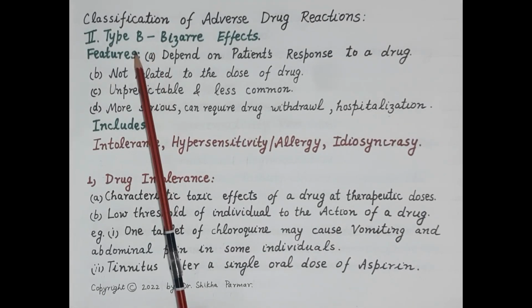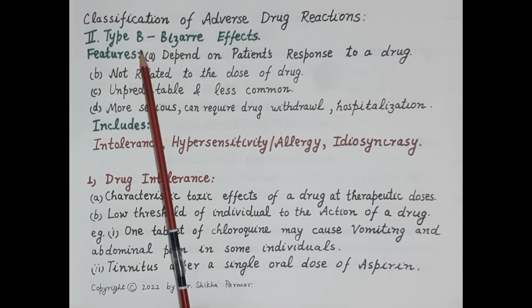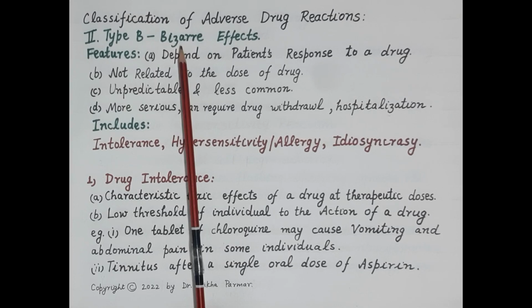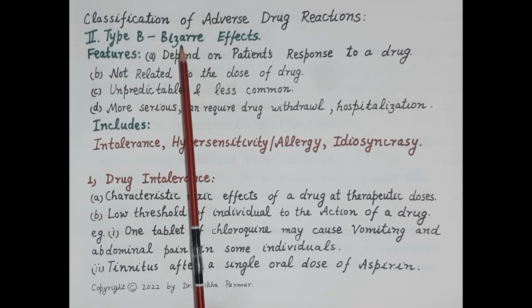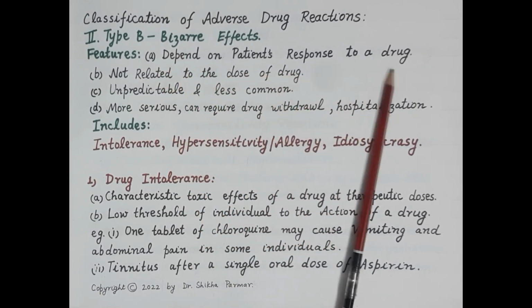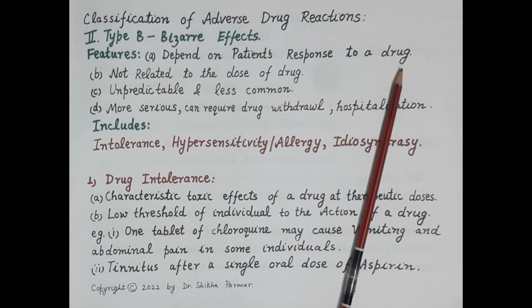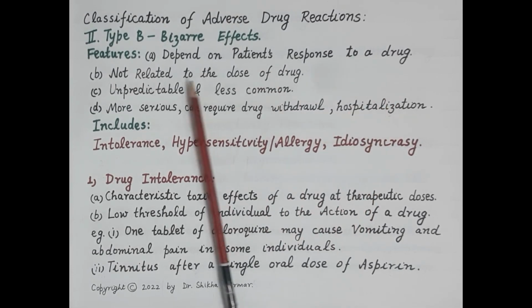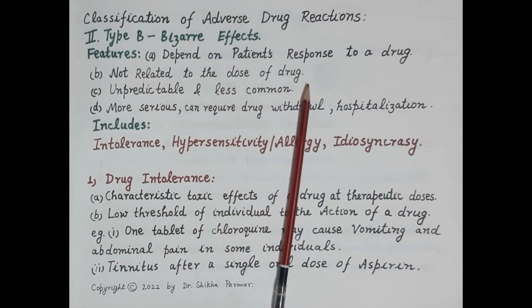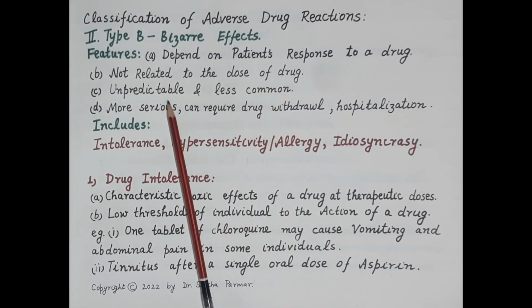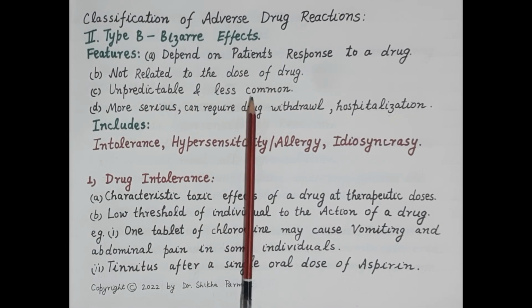Now, after augmented adverse drug reactions, the second type of adverse drug reactions are type B. Type B adverse drug reactions are bizarre reactions. These are highly unusual or strange reactions which depend on the patient's response to the drug. That is, the patient shows strange responses to the drug which can occur at the smallest dose. So, these responses are not related to the dose of the drug, and they are highly unpredictable and very less common because they depend upon the patient's physiology and functioning.